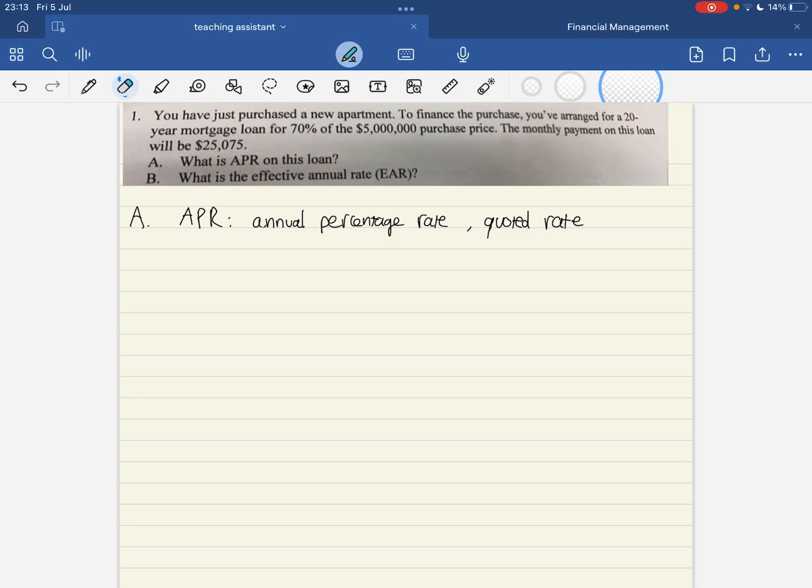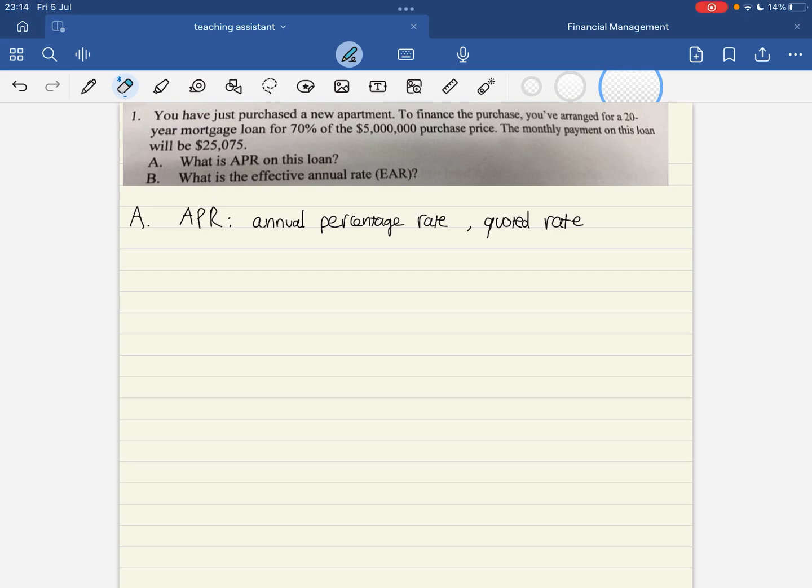We are on the second question of the practice. I highly recommend you guys to stay focused on it, since it could be a question during the midterm exam. For this exercise, we are required to calculate the APR and the EIR. Let's read through it together. You have just purchased a new apartment. To finance the purchase, you've arranged for a 20-year mortgage loan for 70% of the $5 million purchase price. The monthly payment on this loan will be $25,075. Part A, what is the APR on this loan? Part B, what is the effective annual rate?